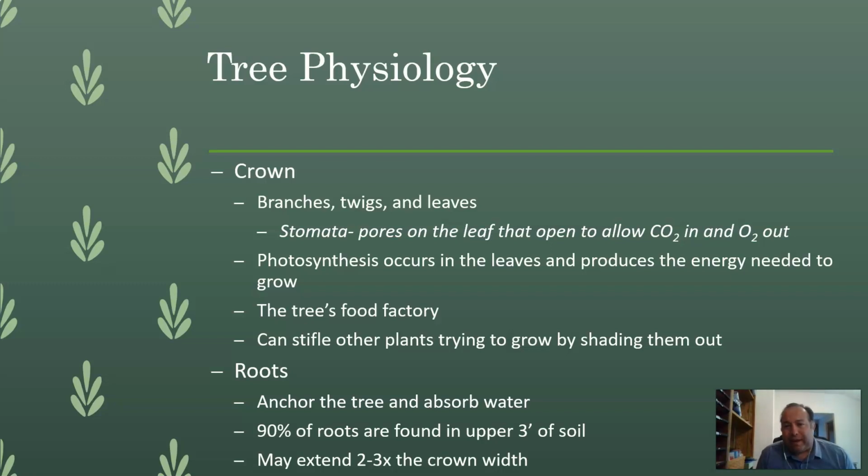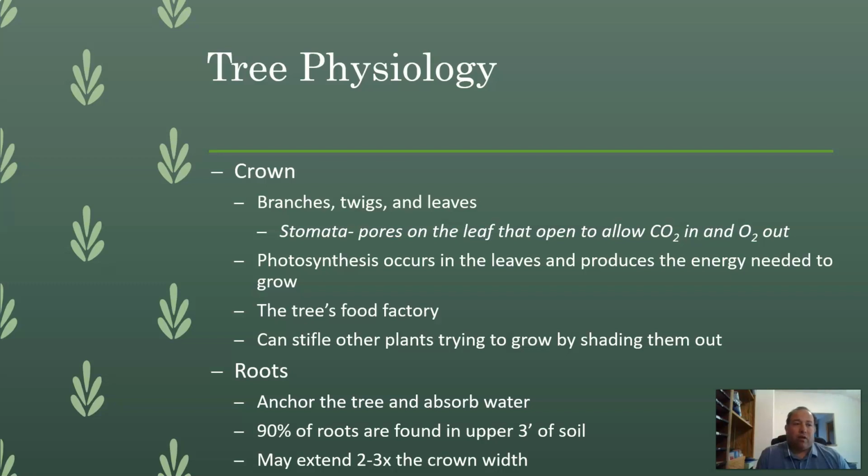So let's start from the top down with our tree physiology. The crown of the tree is where we get our branches, our twigs, and our leaves. On the leaves, we'll also have stomata. Stomata are pores on the leaf that are open to allow for gas exchange. That's how the CO2 from the atmosphere comes into the leaf, and then it expels the O2 and stores that carbon. On the twigs and branches, there are lenticels which do the same thing, but on a leaf, it's stomata. In our crown, that's where photosynthesis occurs.